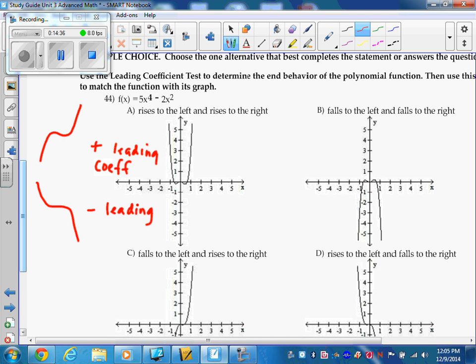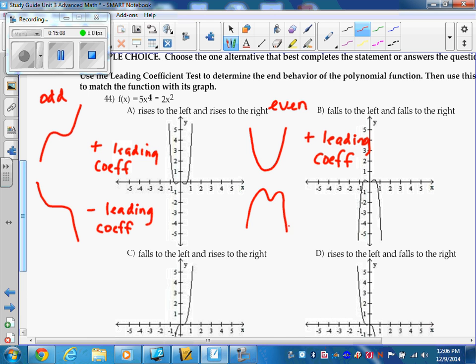And these are for odd functions. If odd functions start down, they have a positive leading coefficient. If odd functions start up, they have a negative leading coefficient. Now let's talk about even functions. So these are odd and even. Even functions have a positive leading coefficient if they start up and end up. So they have a positive leading coefficient. And if even functions start down and end down, this would be a fourth degree function, but it's going to be a negative leading coefficient.